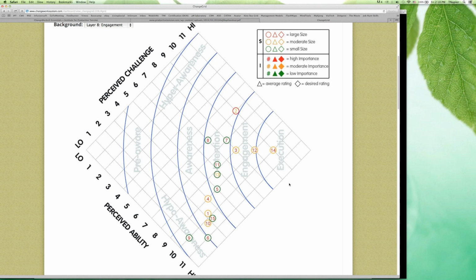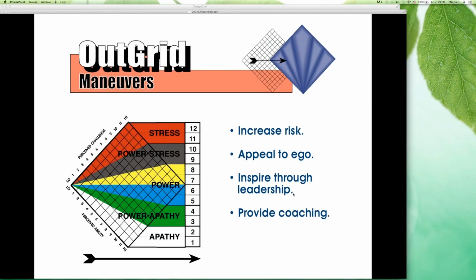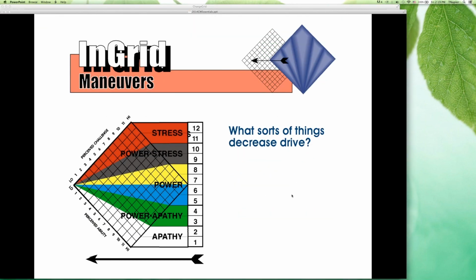Okay, now that leaves us with this last set of maneuvers, and these are in-grid maneuvers. Let me go back to my PowerPoint presentation. The in-grid maneuvers are maneuvers that you will do very infrequently. Perhaps you will be fortunate enough to rarely, if ever, need to do these. Generally speaking, the in-grid maneuvers are used only when someone is in the out-grid danger zone.